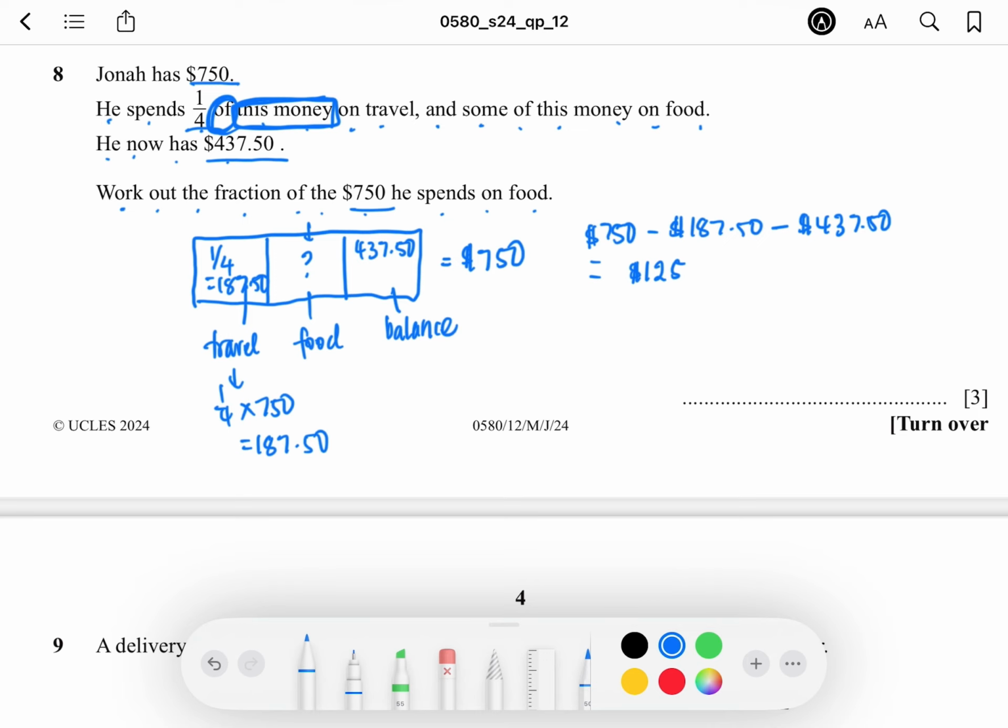Is this the final answer? No, because kenapa? Yang mau fraction. Fraction of apa? Food. So food berapa tadi? 125. So 125 over 750, total duit, and then pakai calculator, simplify it, you will get it 1/6.